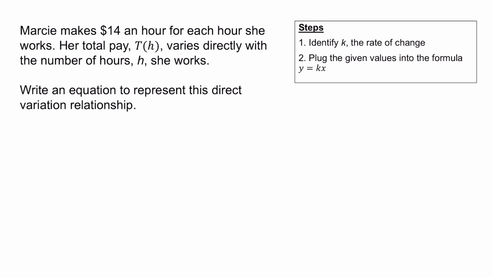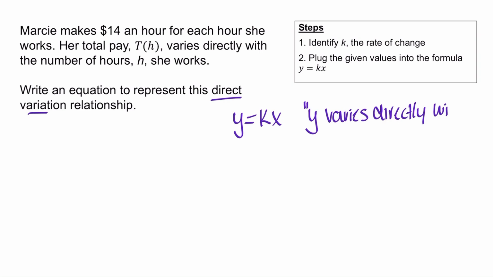Marcy makes $14 an hour for each hour she works. Her total pay, T of H, varies directly with the number of hours H that she works. Write an equation to represent this direct variation relationship. So when we've been talking direct variation, we said direct variation is y equals kx, and the phrase we had is y varies directly with x, okay? When we're talking about these word problems, we won't always be talking about y and x, but this is going to be the version of the phrase that we look for.